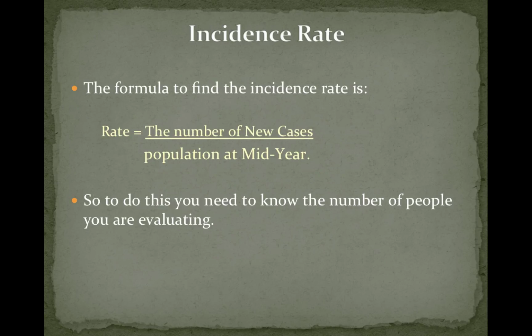And this is how we calculate it out. So you might want to write down this formula. Pretty straightforward: number of new cases divided by the population at mid-year. The reason that we use the population at mid-year is because the population tends to fluctuate from the beginning of the year to the end of the year. So just to average it out, they'll take the population at mid-year. So total number of new cases divided by the population.